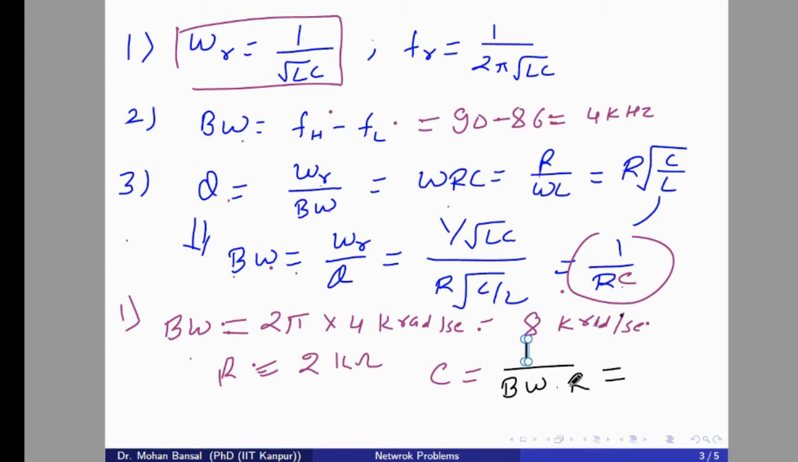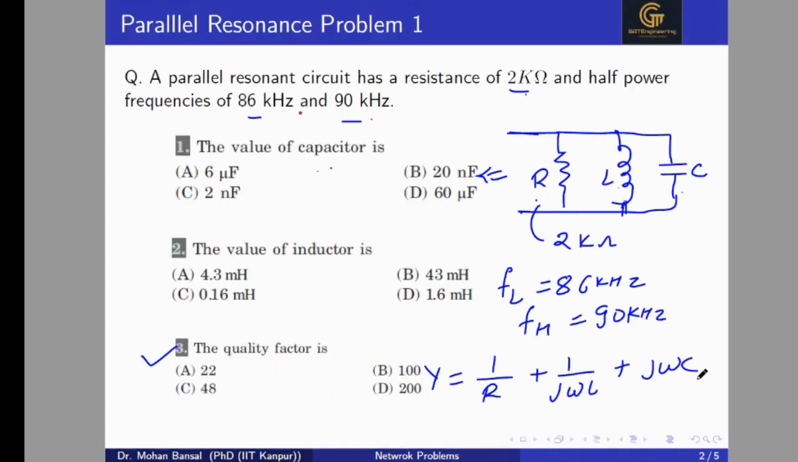Bandwidth we have computed, R is given. After solving this problem, we are getting the value of C, which is 19.89 nanofarad. So we'll see what options are given. 6 microfarad is incorrect. 20 nanofarad is quite possible because our answer is 19.89 nanofarad, which is close to 20 nanofarad. 2 nanofarad is not our option. 60 microfarad is incorrect. So option B is correct, which is 20 nanofarad, close to 19.89 nanofarad.